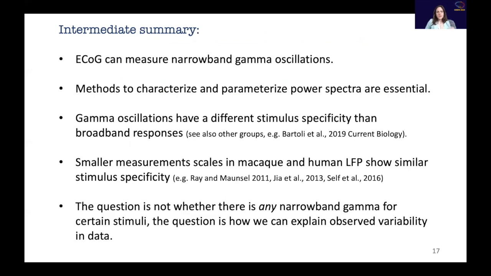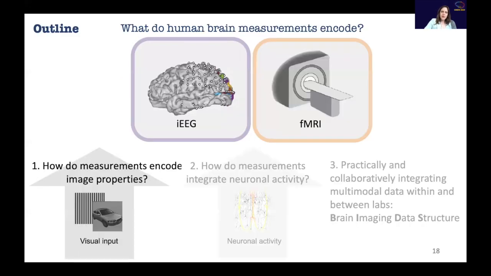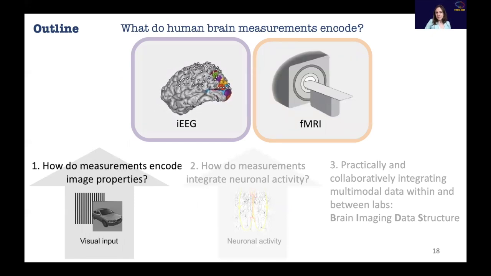And so the question that I would like to ask here is not whether there is any narrowband gamma for certain stimuli. The question that is important is how we can explain the observed variability across these stimuli in the data. And for that, we have to consider what each type of measurement encodes.